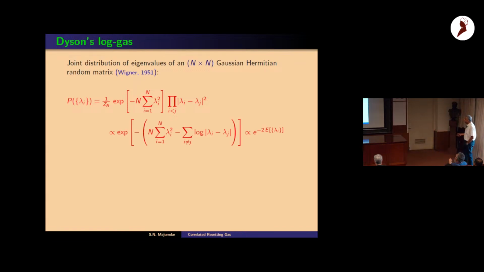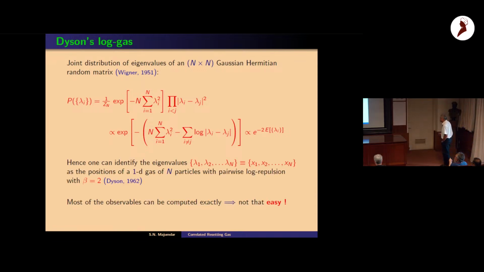And in fact, you see that this van der Monde term, x squared, you can always write as e to the power 2 log x, and therefore you can write it in the Boltzmann form. And this is the confining harmonic potential, and this is the logarithmic repulsion between any two eigenvalues. So you can interpret these eigenvalues as the positions of n charged particles on a line, which are subject to an external harmonic potential and repel each other by the pairwise log repulsion. So this is beta equal to 2 because I'm talking about the Gaussian Hermitian random matrix. And now most of the observables that I've defined can be computed exactly for this GUE ensemble, but they're not that easy because you have to use something called the determinantal structure and so on.